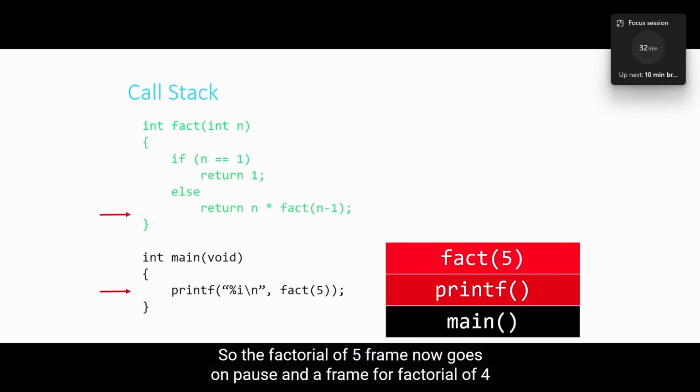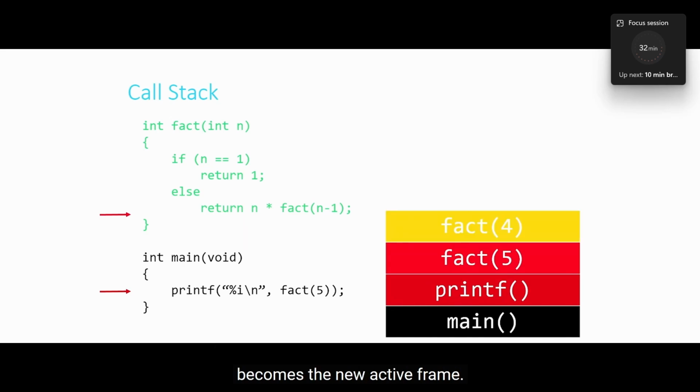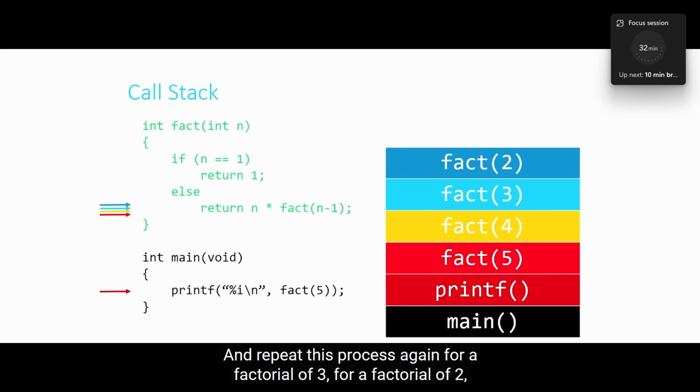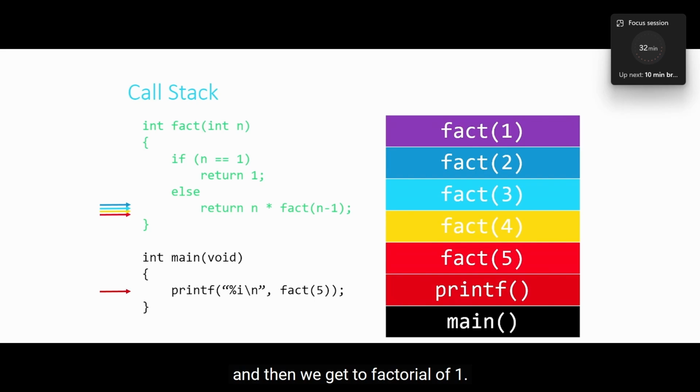So the factorial of 5 frame now goes on pause, and a frame for factorial of 4 becomes the new active frame. And it's going to go through the same process. Is 4 equal to 1? No. So instead it's going to return n times, in this case, 4 times factorial of 3, another function call. So factorial 4 frame goes on pause, factorial of 3's frame becomes the new active frame, and we repeat this process again for factorial of 3, for factorial of 2, and then we get to factorial of 1.